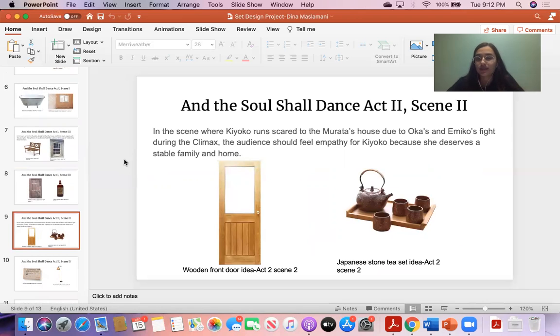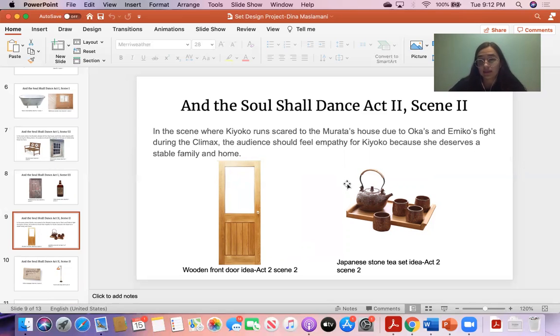In Act 2 and Scene 2, it's a scene where Kyoko runs scared to the Murata's house due to Oka's and Emiko's fight during the climax. And the audience should feel empathy for Kyoko because she deserves a stable family and home. So it's a November night. The family is at the previously shown kitchen table and they're having tea.